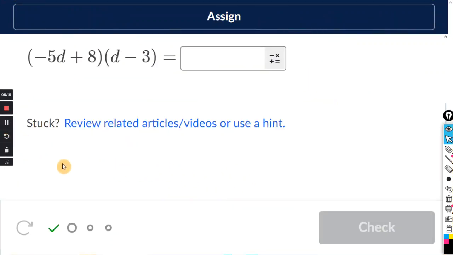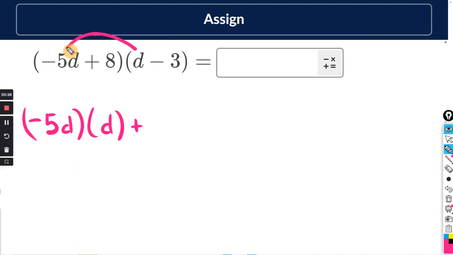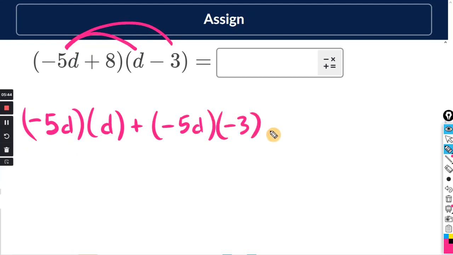I'm going to use distributive property on this one. All right, so let's just distribute negative 5d times d plus negative 5d times negative 3. All right, watch your plus minus signs. Every time you multiply the terms, have them in parentheses and have a plus sign in between. This way you don't get confused. All right, so we distributed the negative 5d. Let's distribute the positive 8.